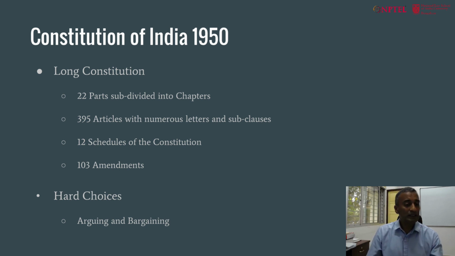How did they do this? They did this by arguing, deliberating in the assembly, and no doubt they did this by bargaining both in the assembly and outside the assembly in the subcommittees, elsewhere in the Congress assembly parties, and in other corridors and homes. But this is the nature of all political documents, and the Indian Constitution is no exception. By some combination of arguing and bargaining, we have the artifact that we now call the Constitution of India 1950.